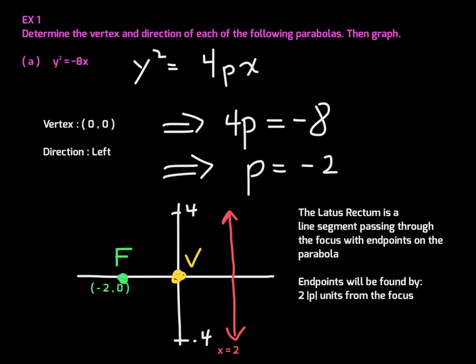So let me show you how I actually figure that out. So it's 2 times the absolute value of -2, which is equal to 2 times 2. The absolute value of -2 is just 2. So 4. We're going to go 4 units up from the focus and 4 units down from the focus. Did you catch that? That's going to give us how wide opening our parabola is. When I go 4 units up from the focus, I end up at -2, +4. When I go down 4 units from the focus, I end up at -2, -4.